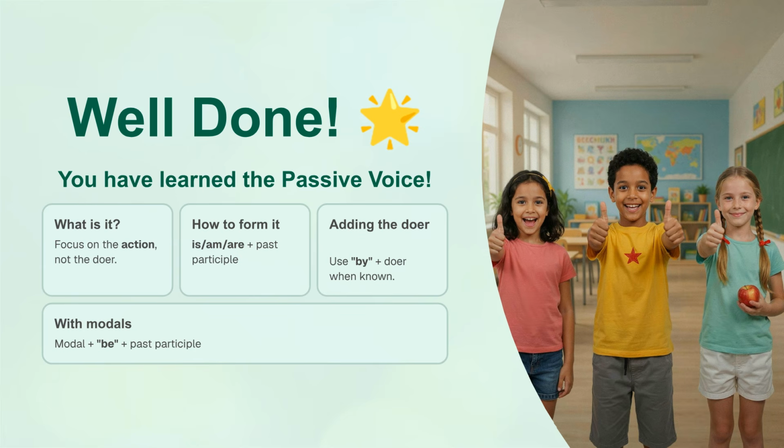Well done! You have learned all about the passive voice. Let's review what we learned today. What is it? It focuses on the action, not the doer. How do we form it? We use is, am, or are plus the past participle. How do we add the doer? We use by plus the doer when they are known. And how do we use it with modals? We use the modal plus be plus the past participle.